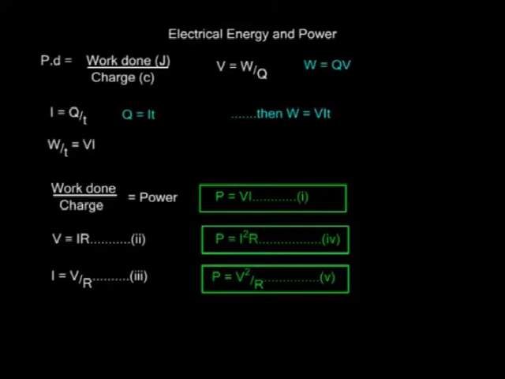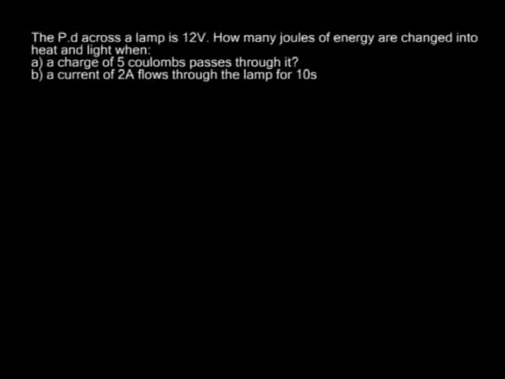Let's take an example. The potential difference across a lamp is 12 volts. How many joules of electrical energy are changed to heat and light when A. a charge of 5 coulombs passes through it, and B. a current of 2 amperes flows through the lamp for 10 seconds.